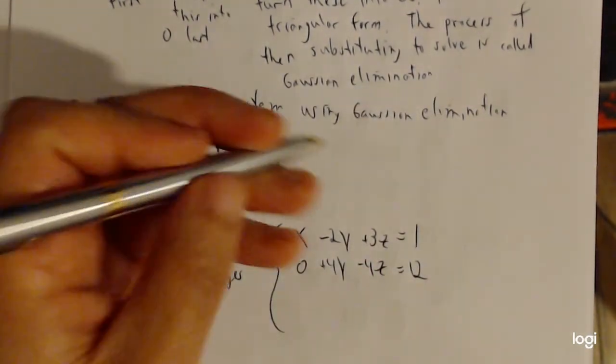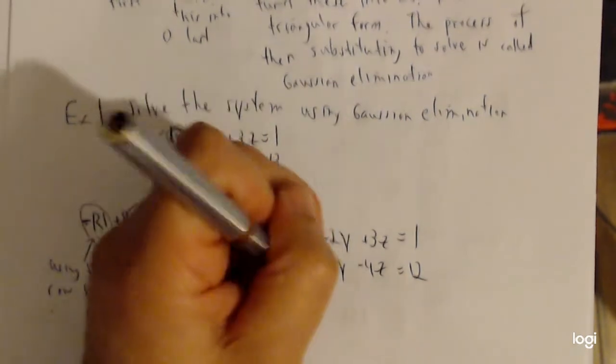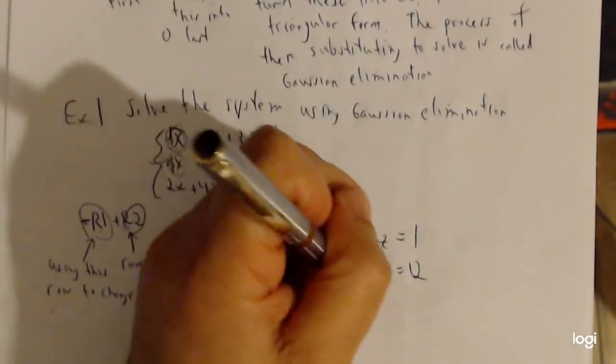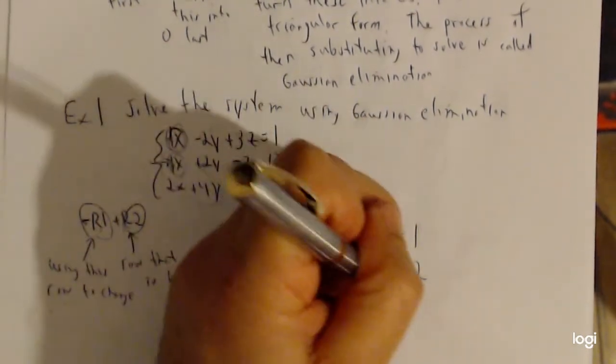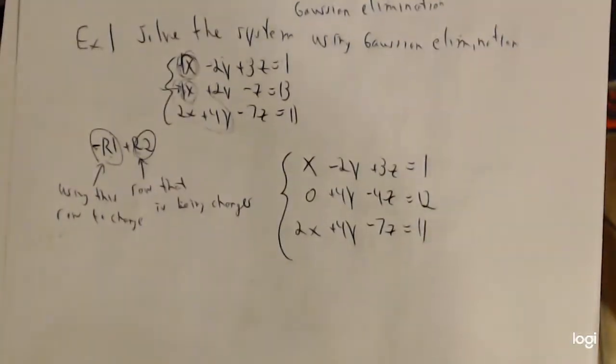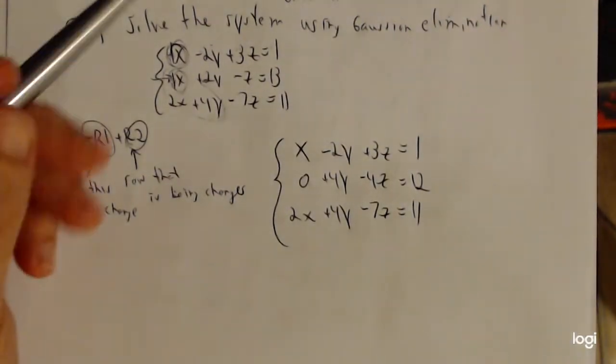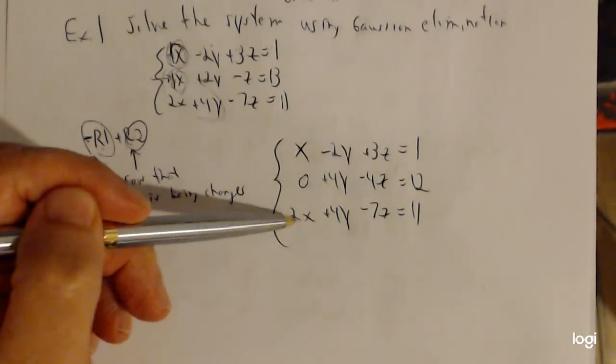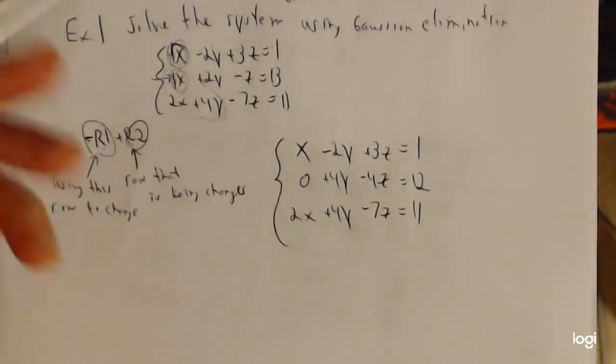And then now what do I have? 2x plus 4y minus 7z equals 11. Okay, so remember what I said earlier. So we got 1 zero. Now we need to turn these two into zeros. Now if you remember earlier on, I said what's our goal?